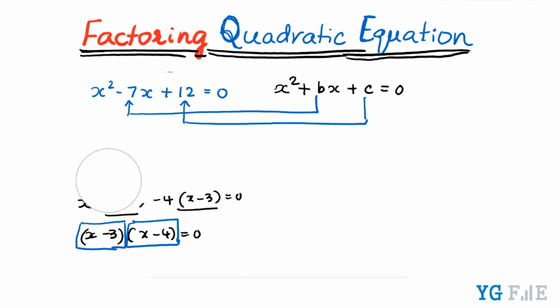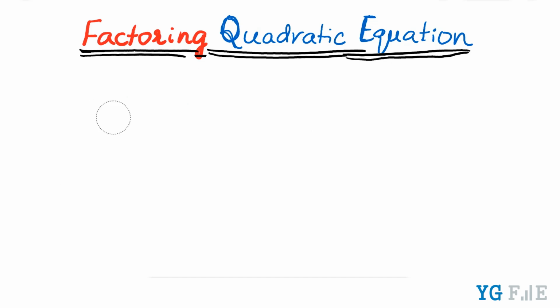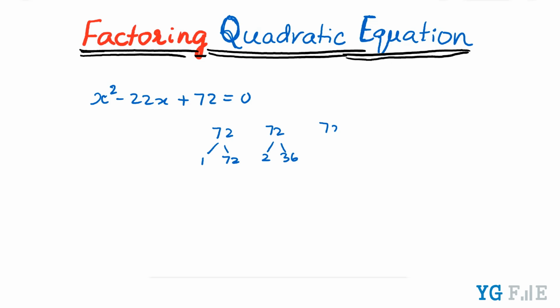Now let us take another example: x square minus 22x plus 72 equal to 0. In this case our c is 72. Let us write all the factors for 72, which are 1 times 72, 2 times 36, 3 times 24, 4 times 18, now 6 times 12, and after 6 we don't have 7, so we have 8 times 9. So we have so many factors for 72. Let us see which one works for us.